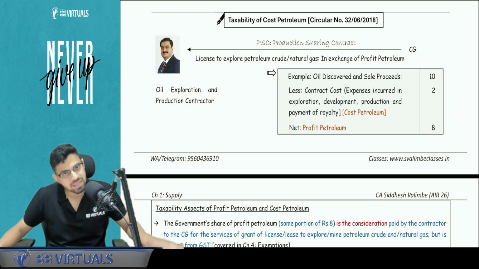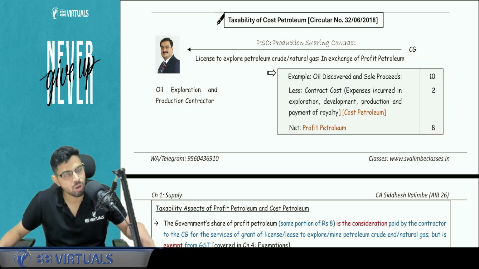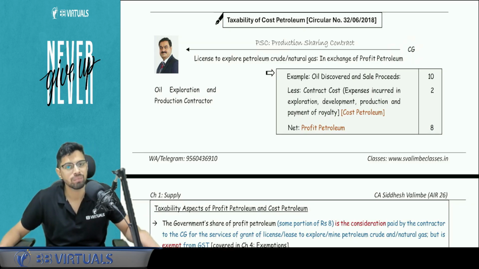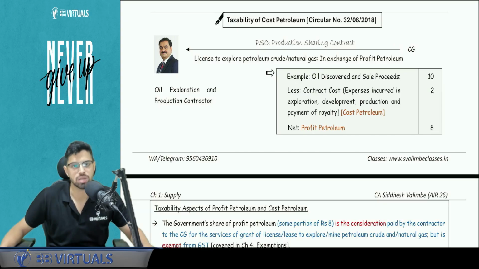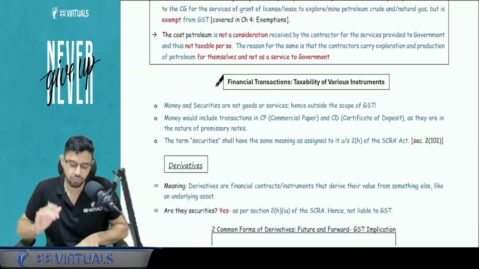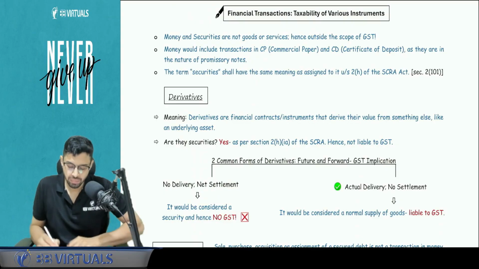Is this a supply? The answer is yes. All parameters of supply are being fulfilled here. Consideration is there. Supply of service is there in the form of supply of license. But this is covered under the Chapter 4 exemption, which says that profit petroleum is exempt. So the net effect is that profit petroleum will also not be under GST.